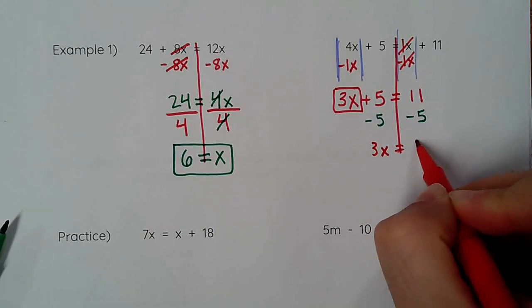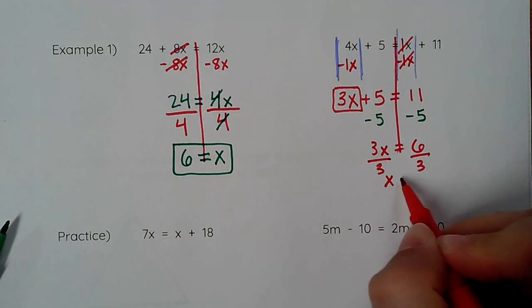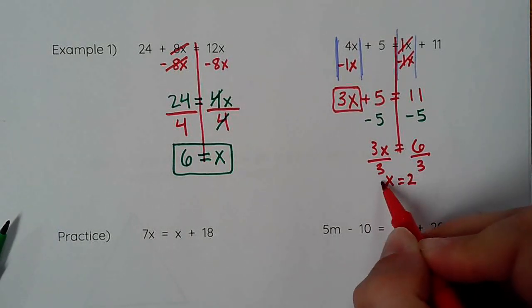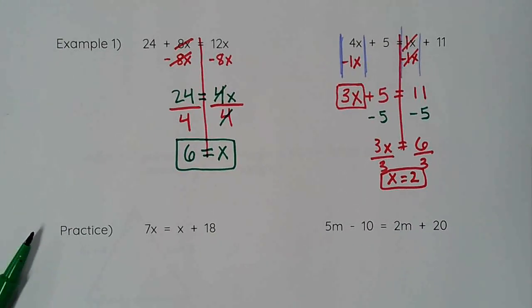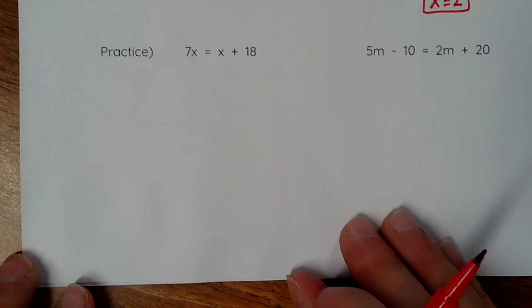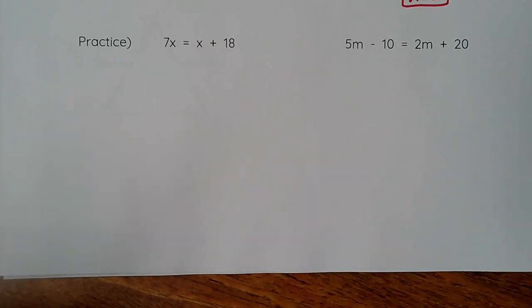3x is equal to 6 divided by 3. X equals 2. If you want, you can go ahead and pause the video and try the next two problems and then check back to see how they're completed.